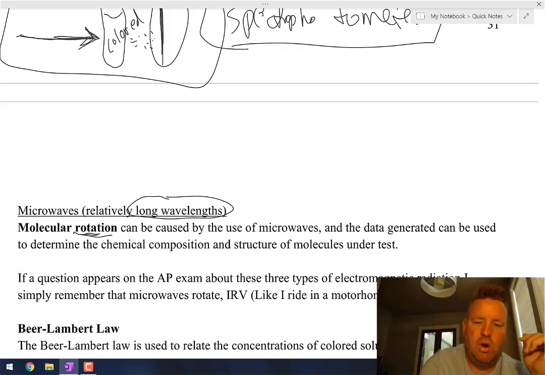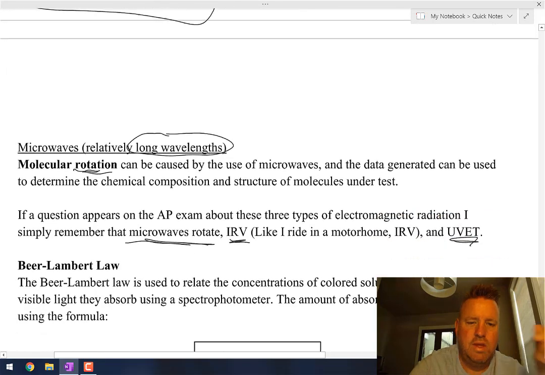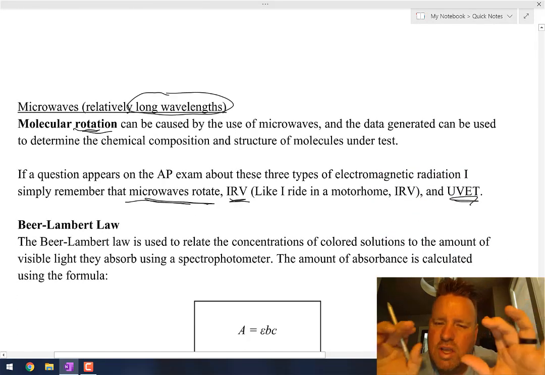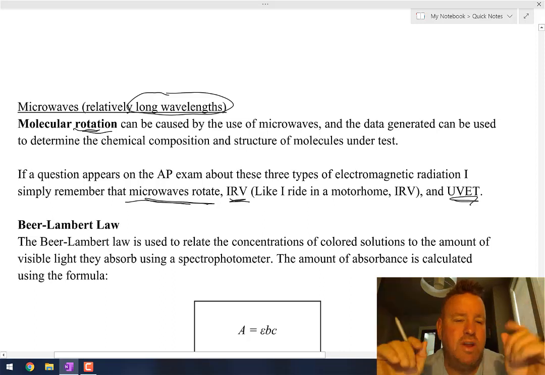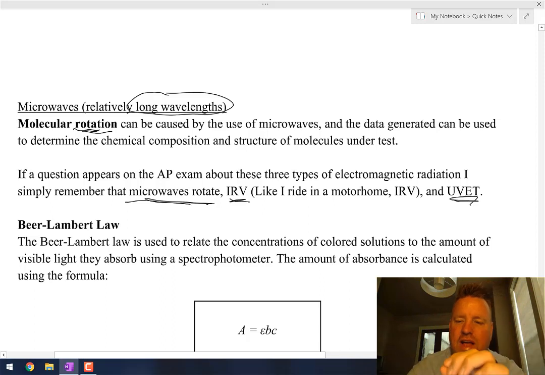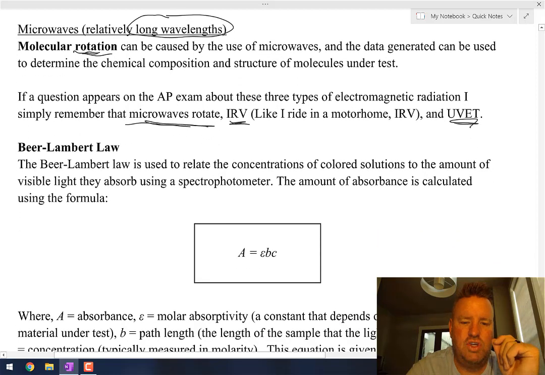So here's our three dumb ways to remember it. Microwaves rotate, IRV, and you're a veterinarian. That's just one of those you might see one question about on the AP test. Hopefully you don't, but if you do, if you remember those three things, you're probably fine. Ultraviolet, electronic transitions; infrared, vibrations; and microwaves produce molecular rotation.